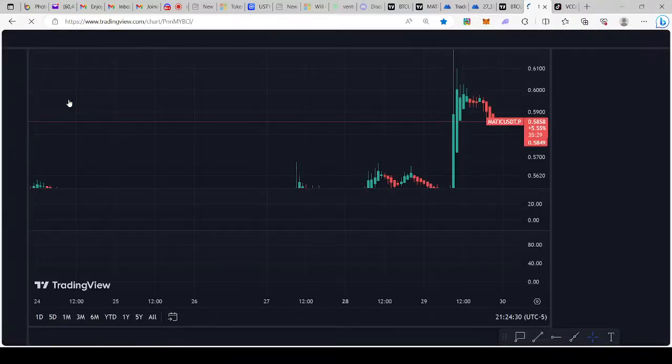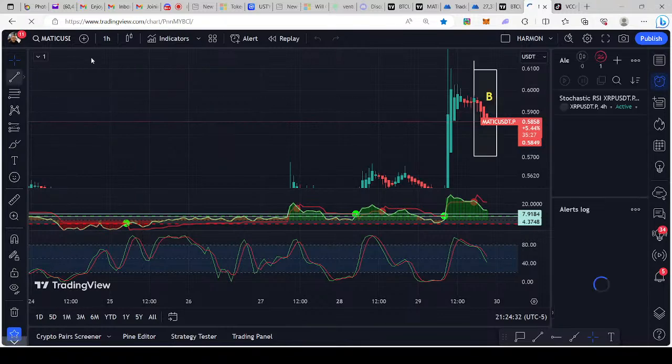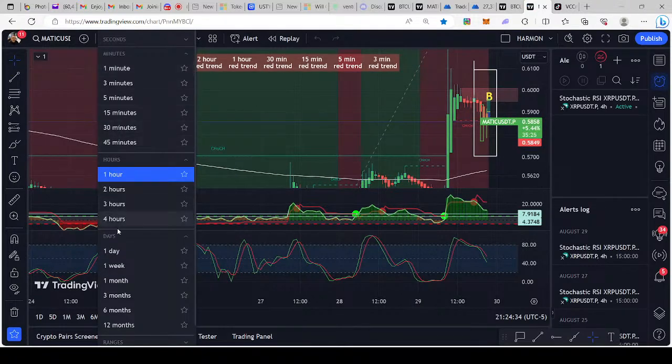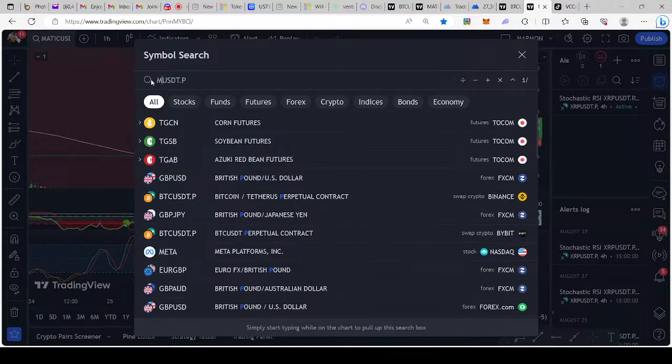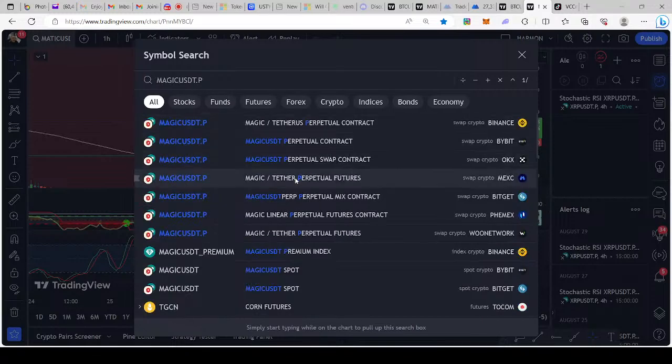Yeah, you're in an A trade already, bro. Okay, so what do you enter on, the 3-5 minute tops? Yeah, 3 minute tops. Sell on the 3 minute bottoms. So what's the ticker? Magic, you know, MAGIC.